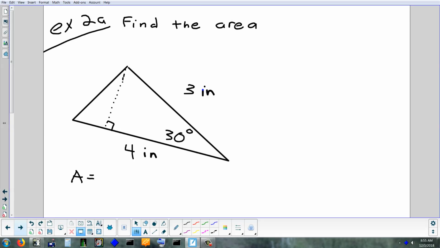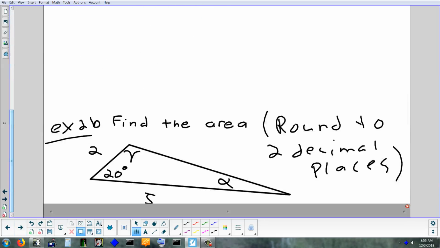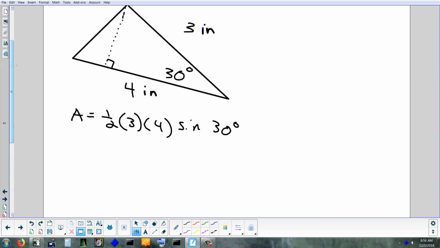Dylan, can you set up this one to find the area of the triangle? A equals 1/2 times 3 times 4 times sine of 30. So sine of 30. It's not always going to be 30. I just picked 30 a couple times because 30 gives you a nice answer.